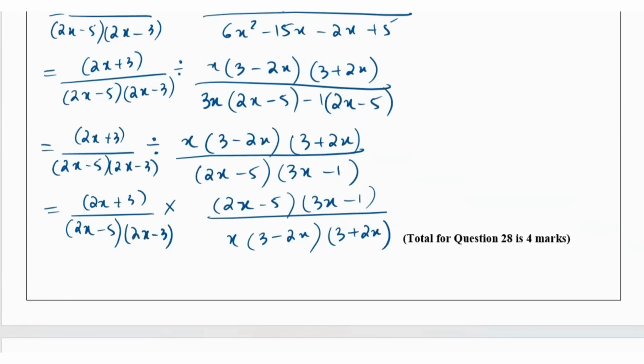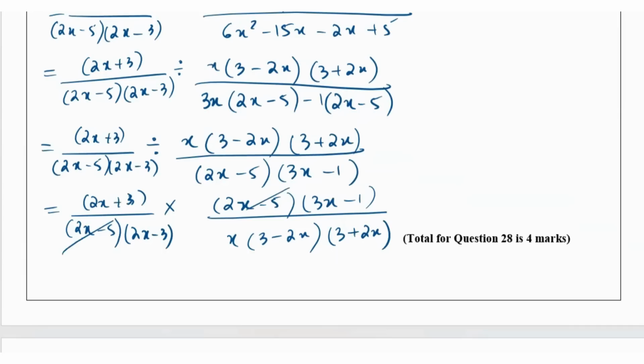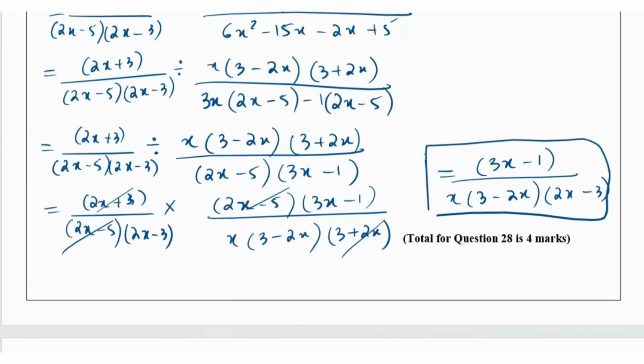Okay, now let's cancel these out. So this goes away with this. This goes away with this. So we have 3x minus 1 over x times 3 minus 2x times 2x minus 3. Yep. This is your final answer.